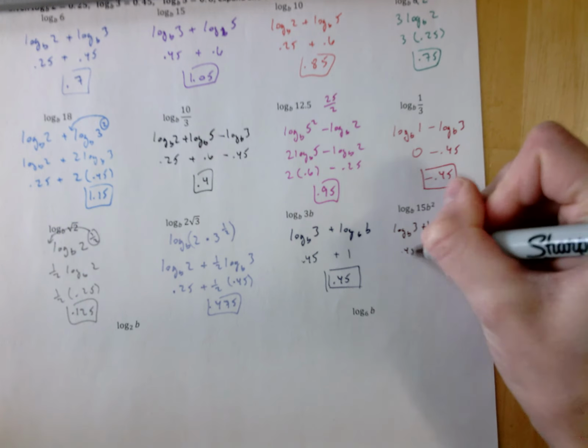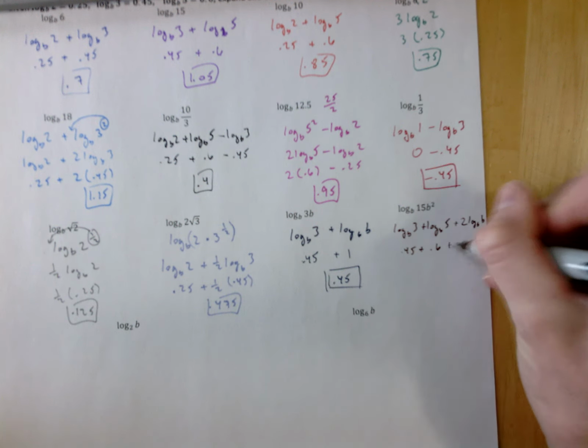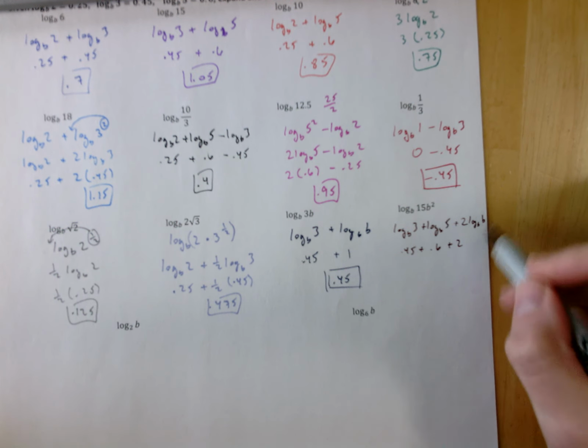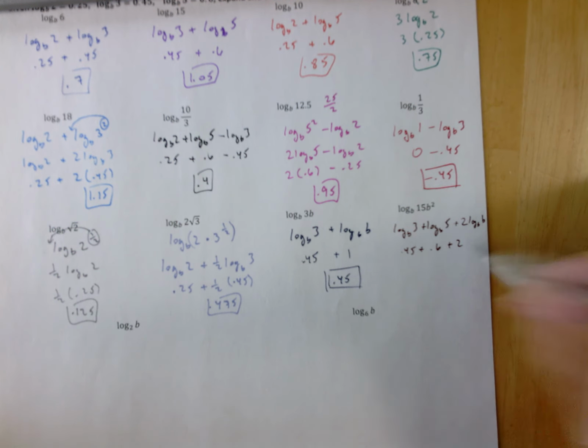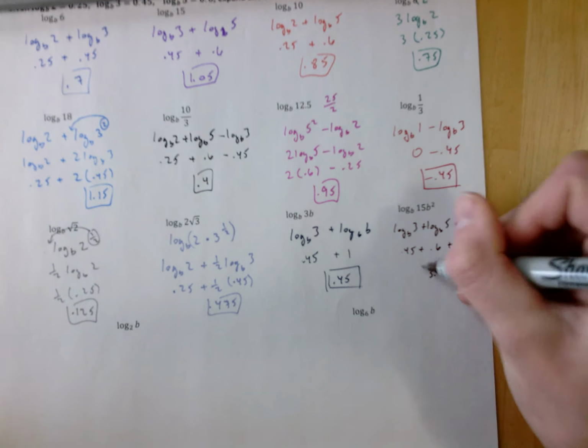So that's 0.45 plus 0.6 plus 2, and then like we just discussed, log base b of b is just 1. So that's 2 times 1, or just 2. Okay, great. Add that all together and it's 3.05.